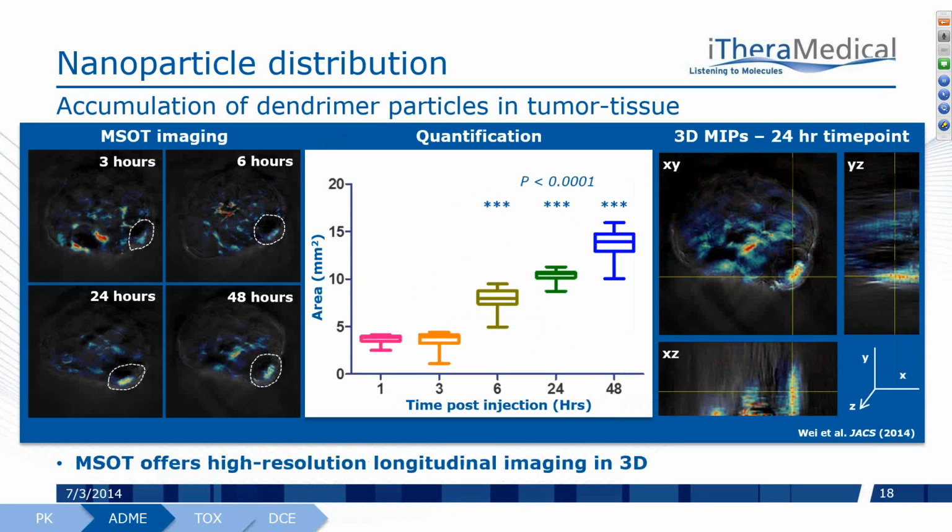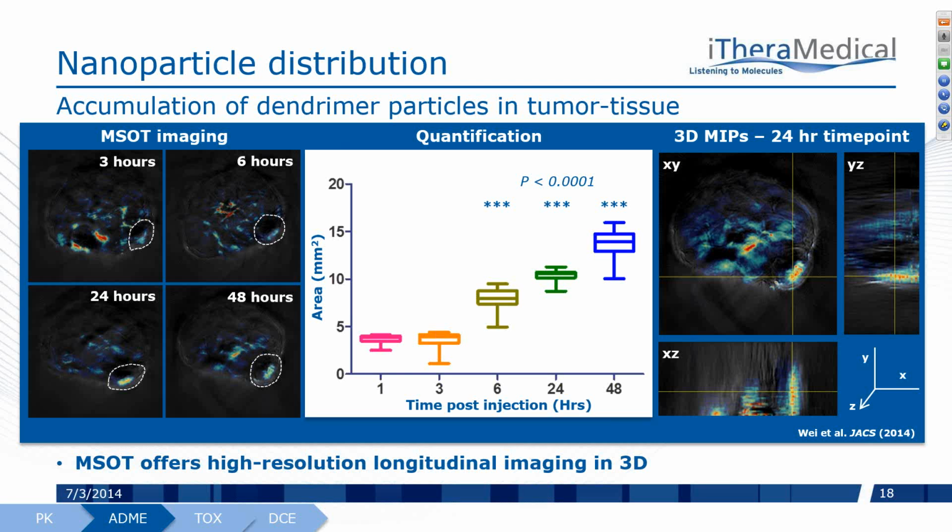Using the same dendrimer, but now employing MSOT imaging, we can also longitudinally track the accumulation of this probe. And we can see here over the course of 2 days that indeed this probe continues to be taken up in the tumor. Not only can we see this and quantify this, we can do this in 3 dimensions, as I show on the right with the 3-dimensional maximum intensity projections at the 24-hour time points.